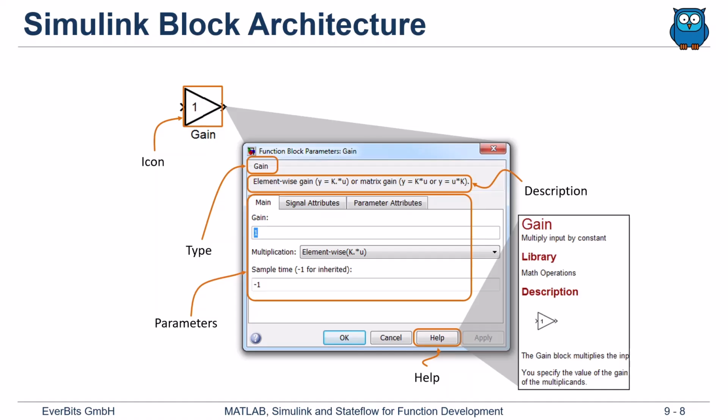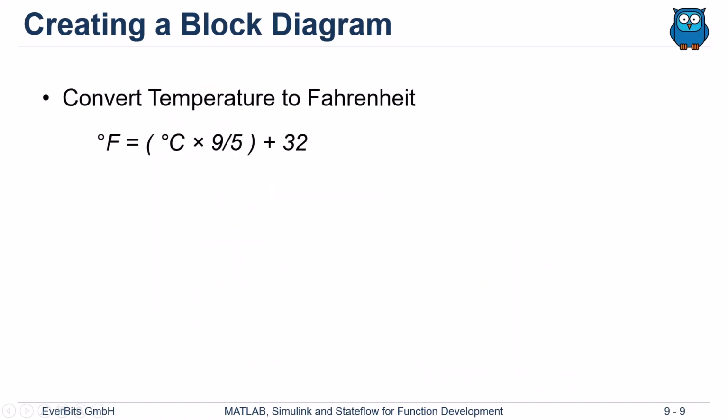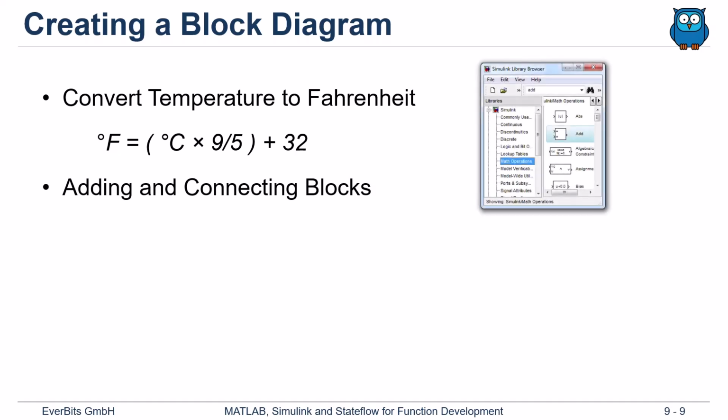Let us create our first Simulink model where we convert temperature values in centigrade to temperature values in Fahrenheit. We will implement the formula by adding, connecting, and calibrating the Simulink blocks from the Simulink Library Browser.